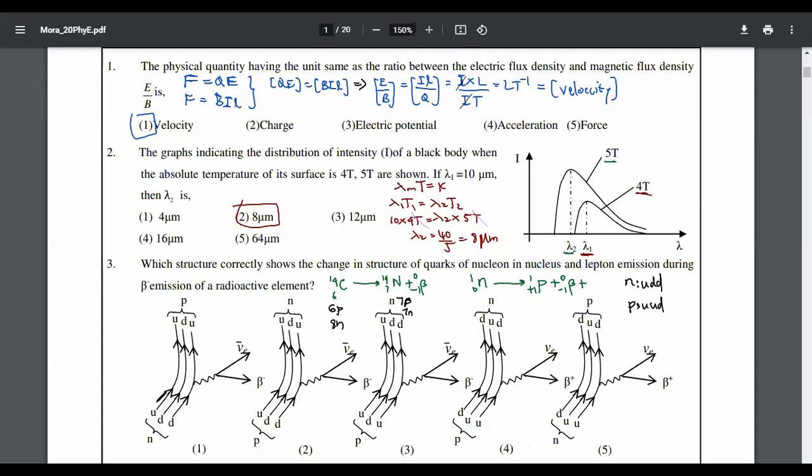Yeah. Here no change. See, no change here. No change. No change here. Down. Okay, up, down. We have to find that. Wait. Who is becoming who? A neutron is becoming a proton.